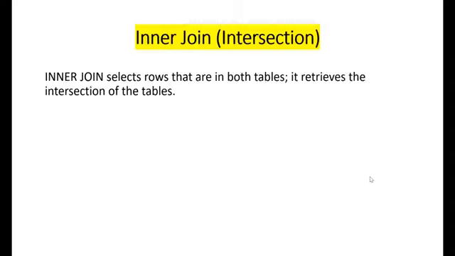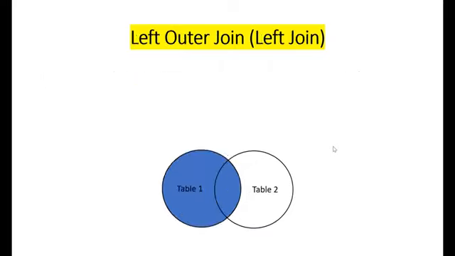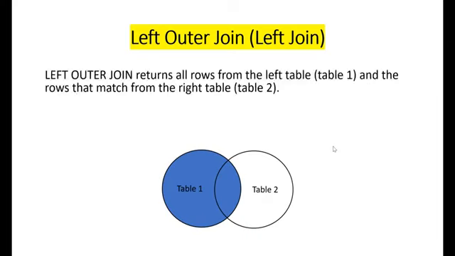The inner join, which also corresponds to the intersection, selects the rows that are in both tables, which means that it retrieves the intersection of the tables. As you can see here, the blue area represents the intersection between table 1 and table 2, which means that the inner join will display the rows that are present in both table 1 and table 2.